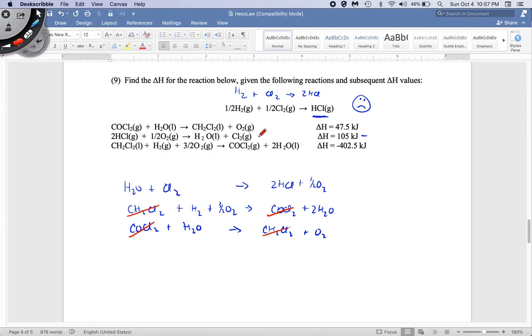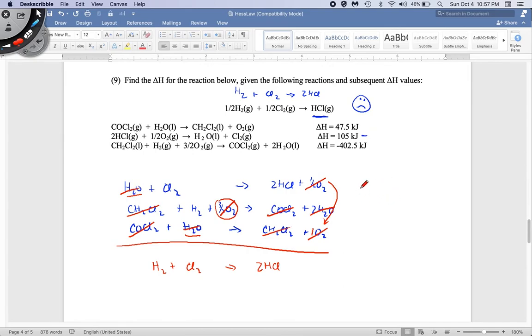I have a Cl2 as a reactant. I've got 1 water and 1 water. So that's 2 waters. Ooh, and I have 2 waters over here, which cancel. So my 2 waters and my 2 waters will cancel. And over here, this thing is 1.5 oxygens, and this thing is 1.5 oxygens, so they cancel. And if I rewrite this, I get H2 plus Cl2 goes to 2HCl.